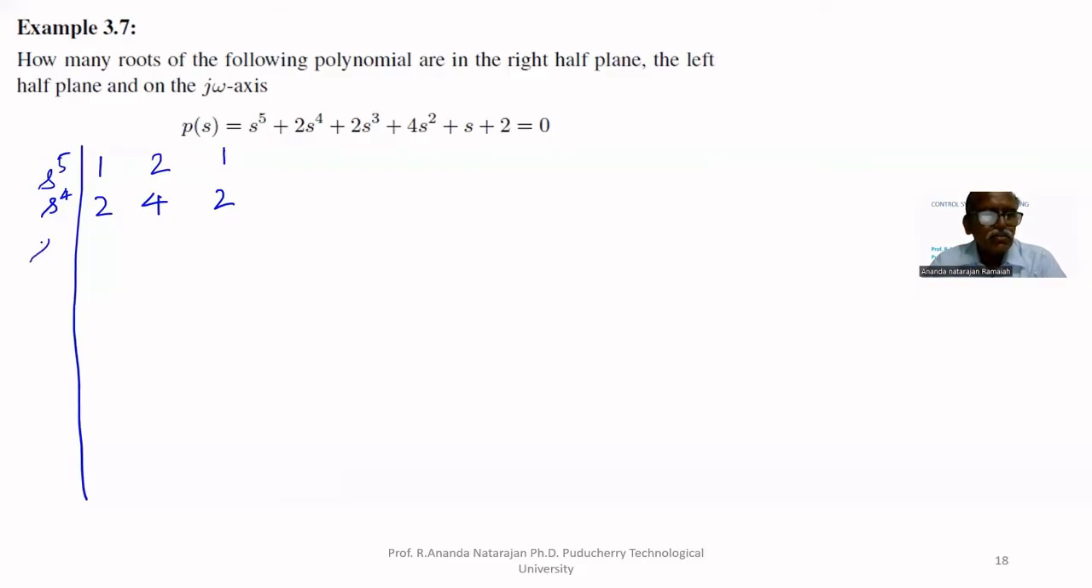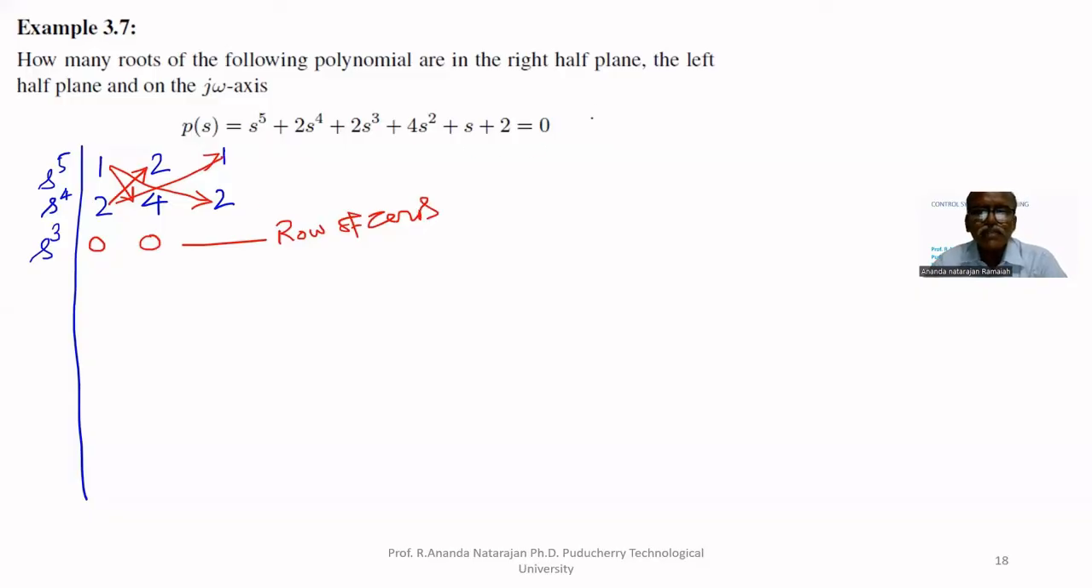So now we have to form S power 3. 1 multiplied by 2, multiplied by 2, minus 1 multiplied by 4. That is 4 minus 4, divided by 2, that is 0. 2 multiplied by 1, then 1 multiplied by 2, again 0. So we get a row of zeros.